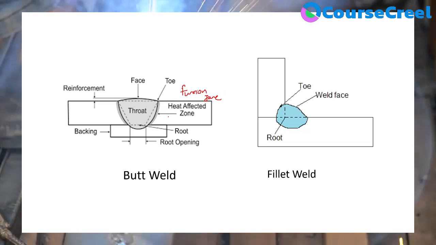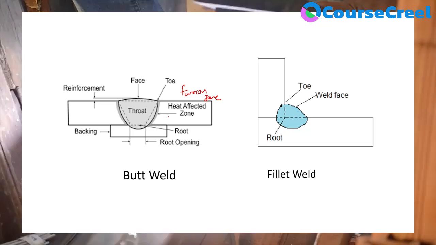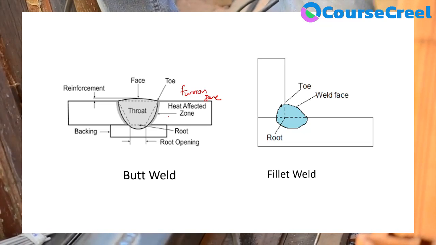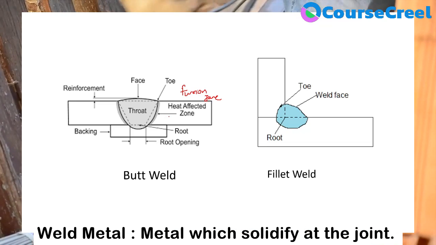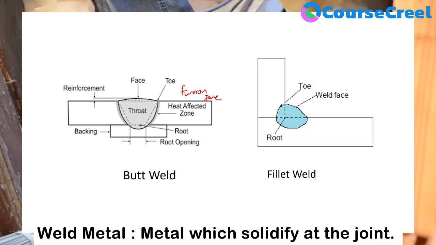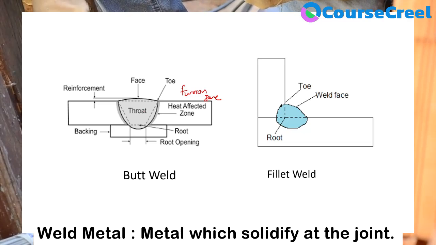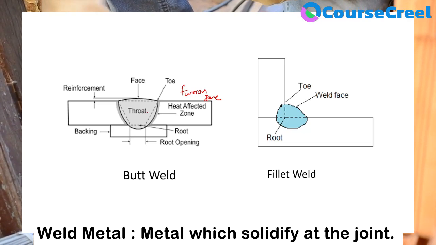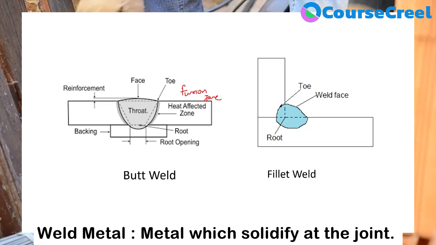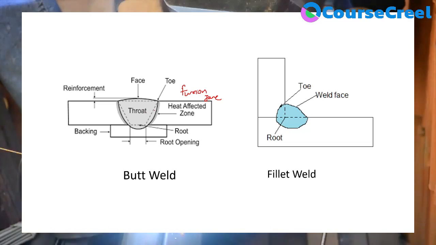Now the next, but very important term, is weld metal. Weld metal is very important in welding. The metal which solidified at the joint during the welding is called the weld metal. It is considered as the filler material also. So it can be base metal or a mixture of base metal and filler material.